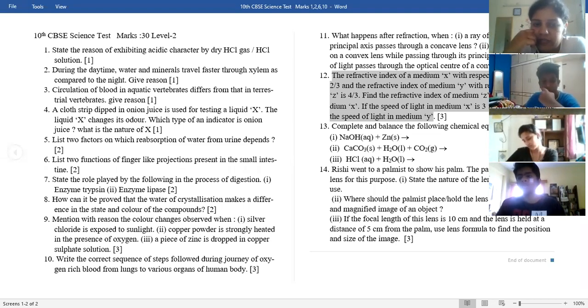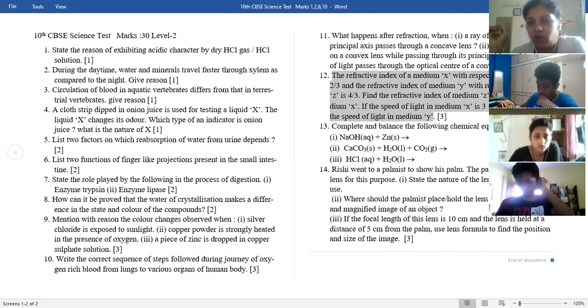And then a piece of zinc is dropped in a copper sulfate solution. The initial color of copper sulfate is blue. So when zinc is added, a displacement reaction takes place and zinc sulfate is formed, which is colorless. So the color changes from blue to colorless. Clear?